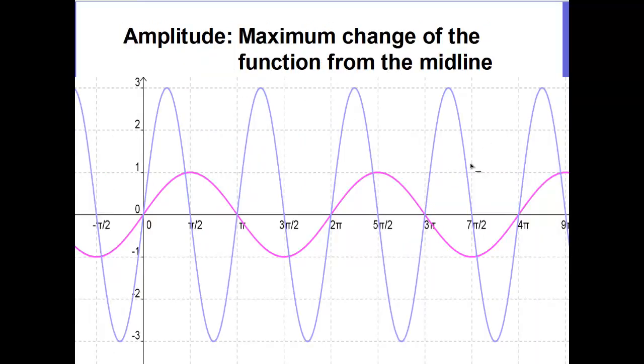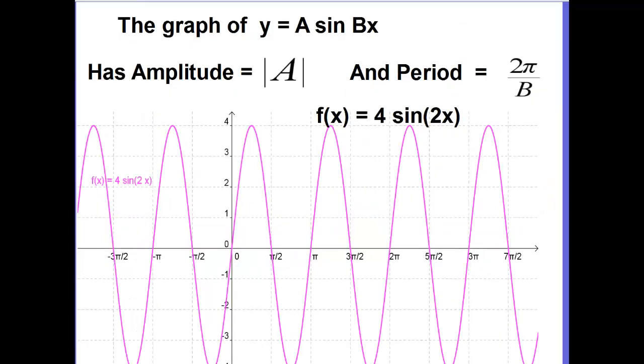Going from the midline, we find the amplitude. The amplitude is the maximum change of the function, and it is an absolute value from the midline. Now, both of these functions here, the pink and the blue, do have midlines along the x-axis. So it's very easy to determine their amplitudes. The pink function is the standard sine function with an amplitude of 1. It goes plus or minus 1 from the midline. The blue function has an amplitude of 3, plus or minus 3 from the midline. It's important to note amplitude is always positive. It is an absolute value because it is the distance from the midline.